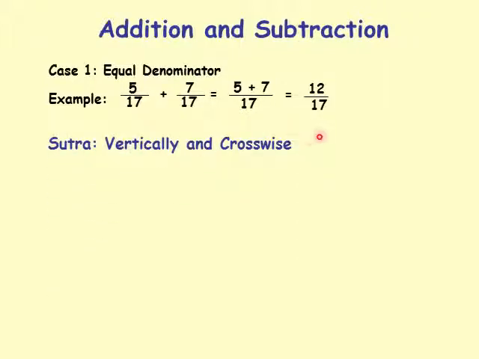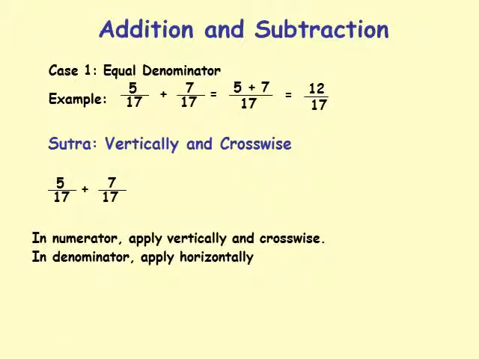Now the sutra we need to apply here is Vertical and Crosswise. Let's see what happens if we try to apply the sutra. 5 over 17 plus 7 over 17 is equal to, let's see how we apply the sutra. In the numerator, apply vertical and crosswise. In the denominator, you apply horizontally. We only use the crosswise part of the sutra. This is an extension of vertical and crosswise, which also includes horizontally.